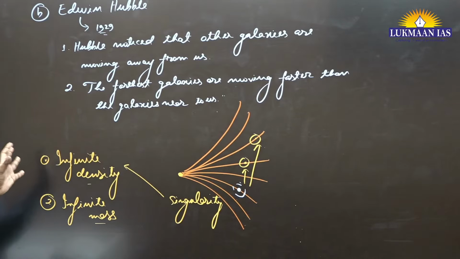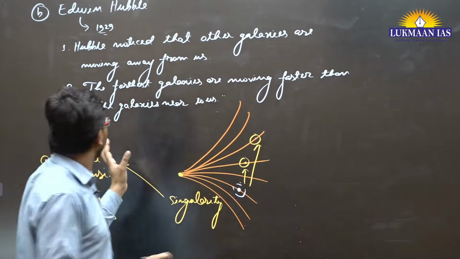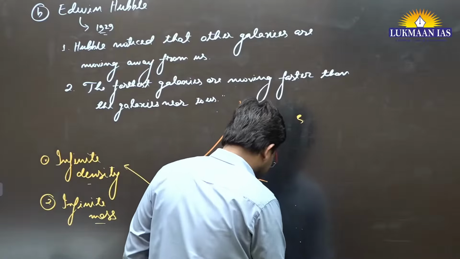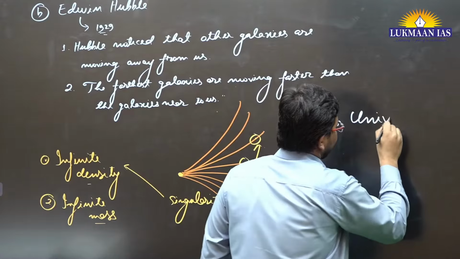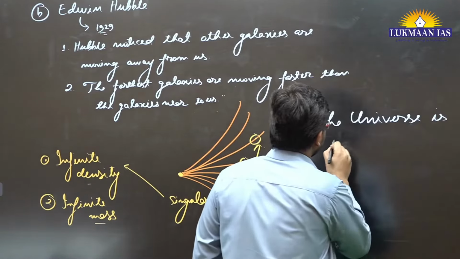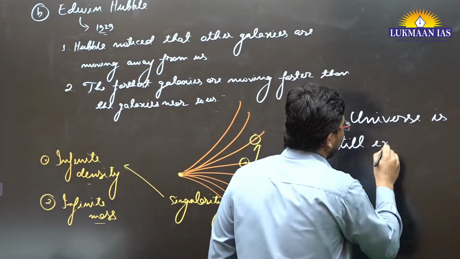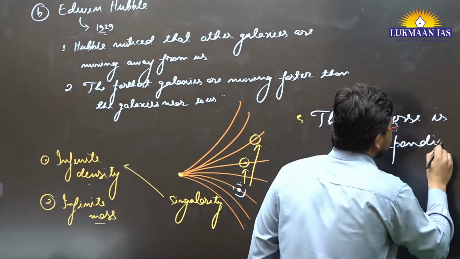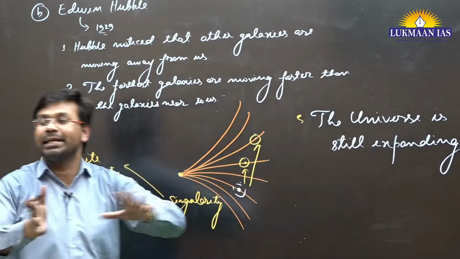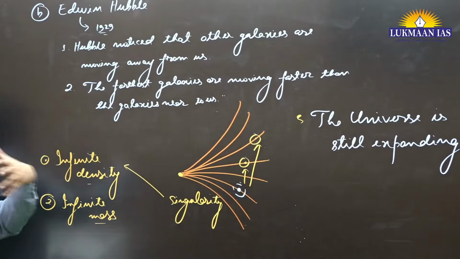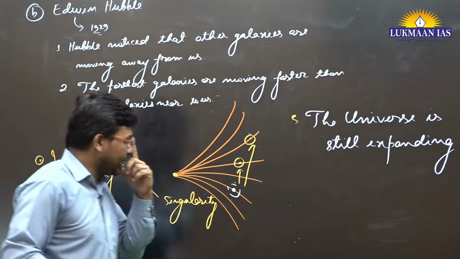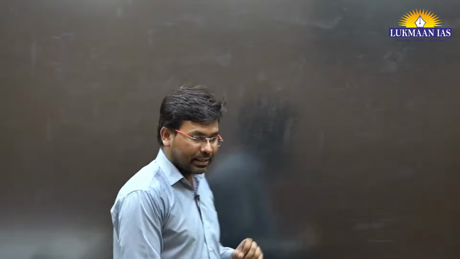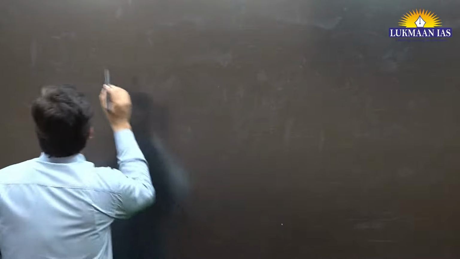So write down this thing related to Edwin Hubble, and he says that the universe is still expanding. Number three, the universe is still expanding, means it's still growing, getting larger and larger. Now we are going to understand a very important law which is known as Hubble's law. Write this down.